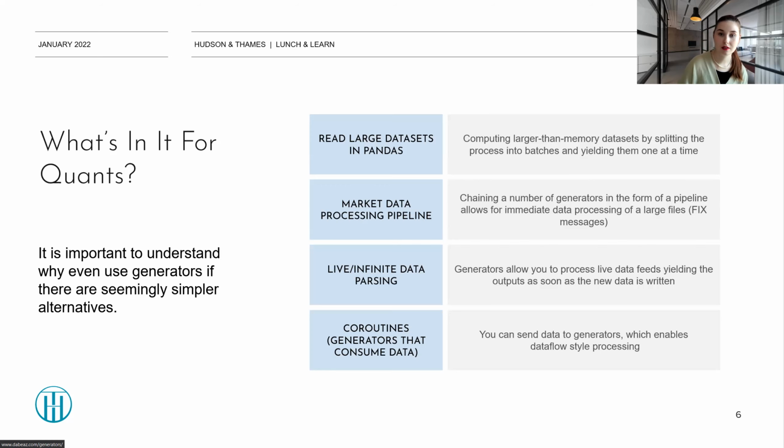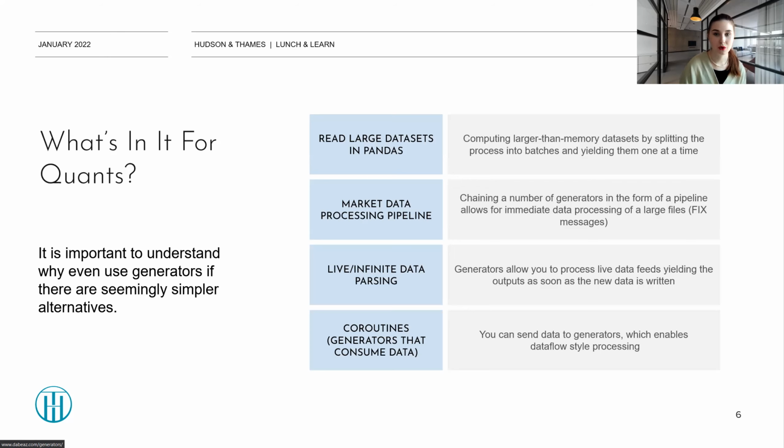In terms of coroutines, the situation is completely opposite. The yield statement can not only be used as a statement, but you can use it as an expression. That's right, an expression. What I mean by that is you actually can send data to a generator while it's executing. So at this yield moment, you can send new data into a generator. And this is what's called a coroutine, a generator that consumes data. In this way, you can enable data flow style processing with generators.